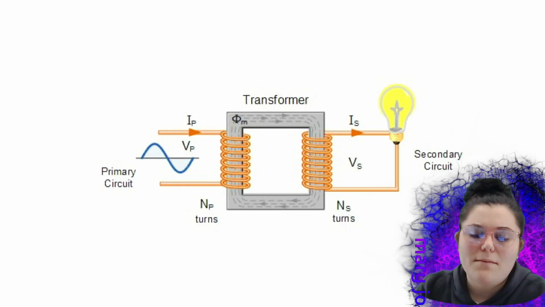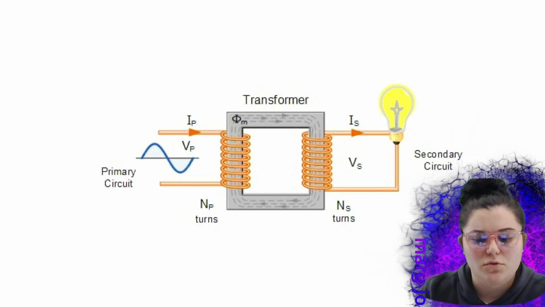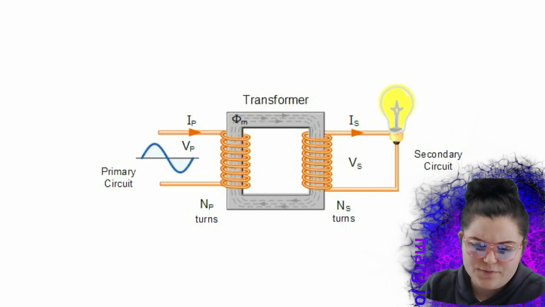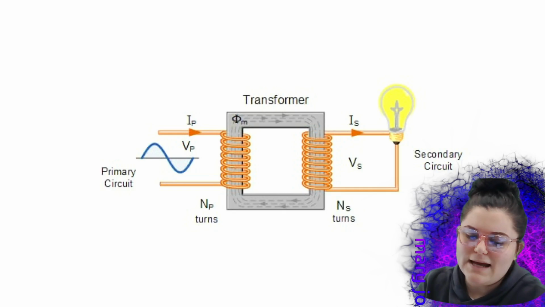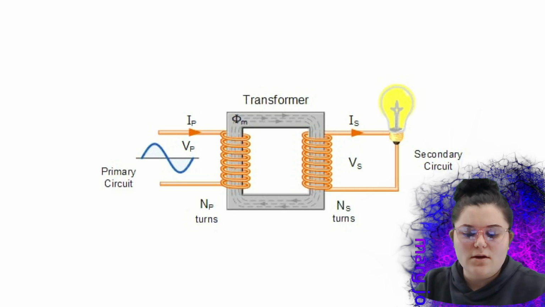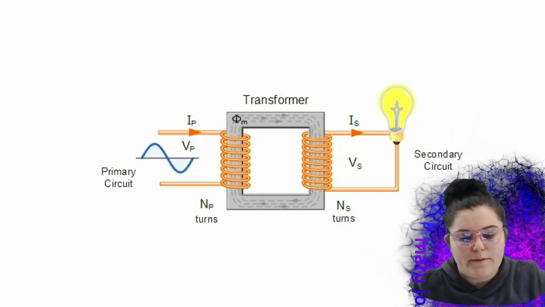Side note, power is equal throughout the transformer. It does not gain voltage. Because power is equal to voltage times current, and power is always equal on both sides of the transformer, the voltage cannot change without changing the current.